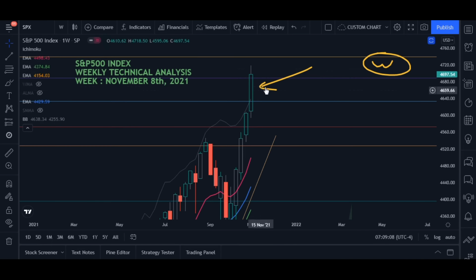And what is the problem? If you see this, this is the Bollinger Band, the upper band, and it is at 4638. That is close to 4635, the resistance I told you about last week. The market, the S&P 500, closed at 4697, which simply means it has disrespected the upper band of the Bollinger Band on the weekly chart.